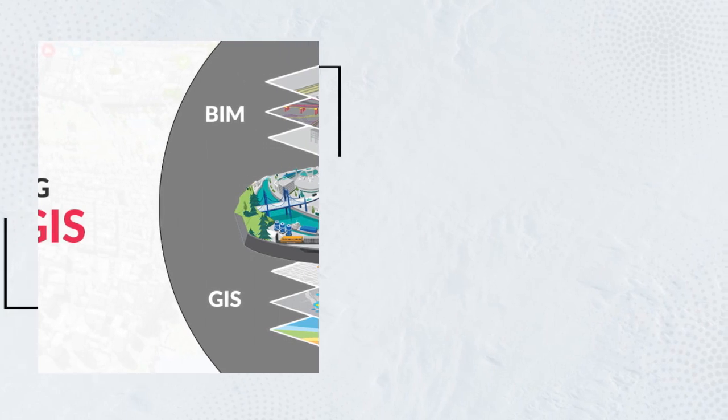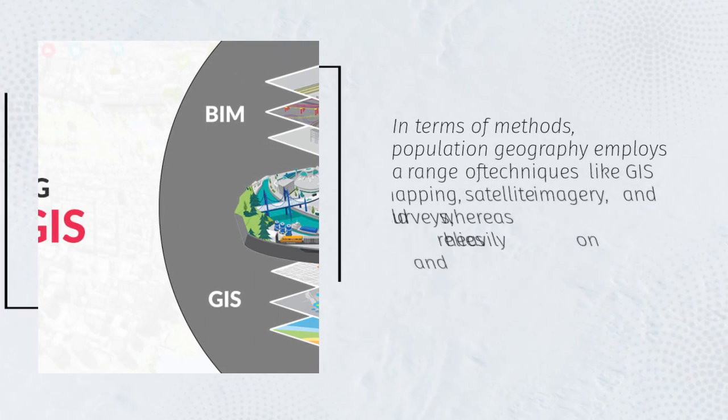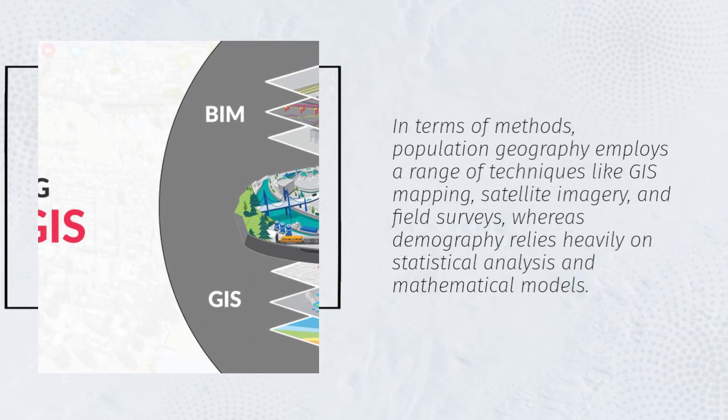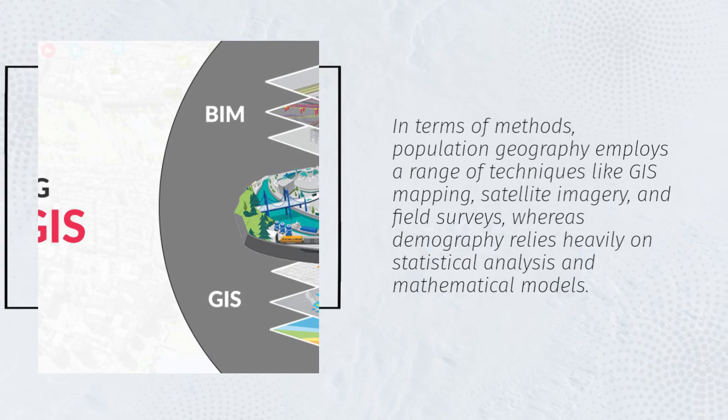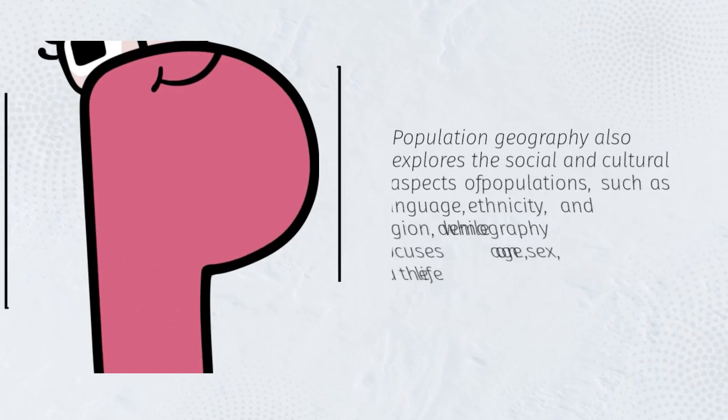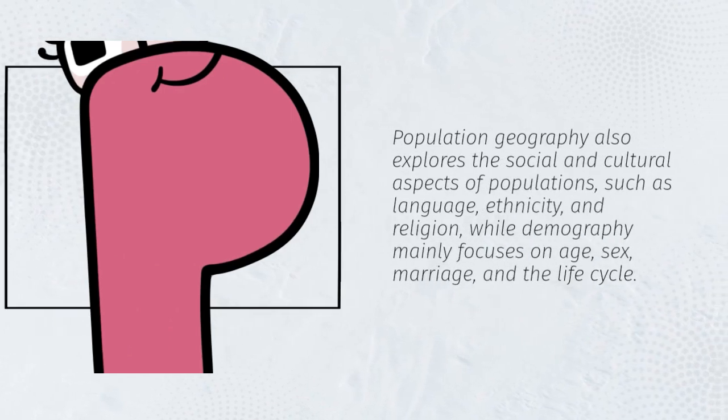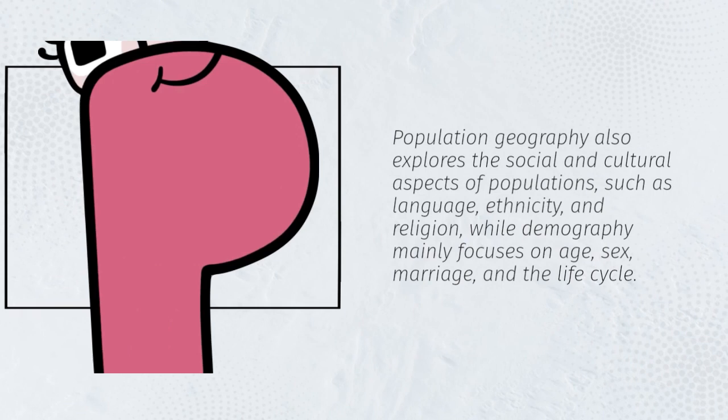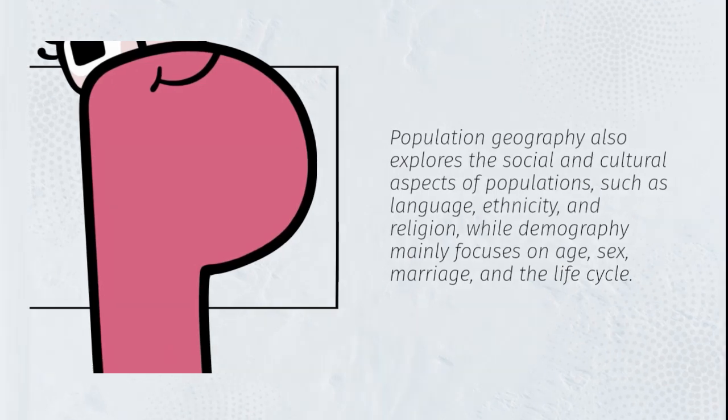In terms of methods, population geography employs a range of techniques like GIS mapping, satellite imagery, and field surveys, whereas demography relies heavily on statistical analysis and mathematical models. Population geography also explores the social and cultural aspects of populations, such as language, ethnicity, and religion, while demography mainly focuses on age, sex, marriage, and the life cycle.